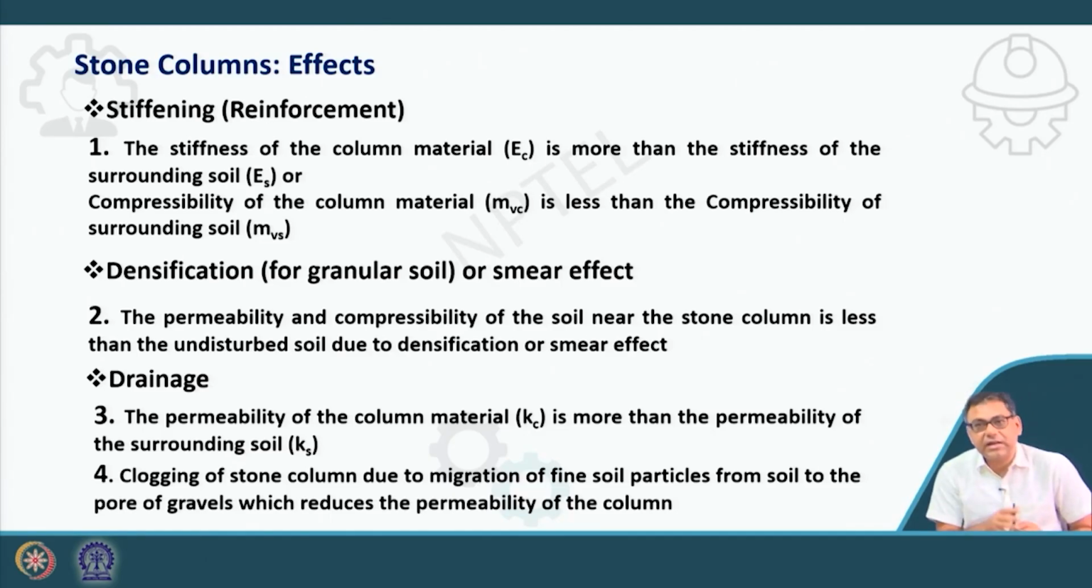And these three effects will be considered during the design. But there is another important thing, that is the clogging of the stone column, that may reduce the effectiveness of the column as the drainage path. So that will also be discussed.